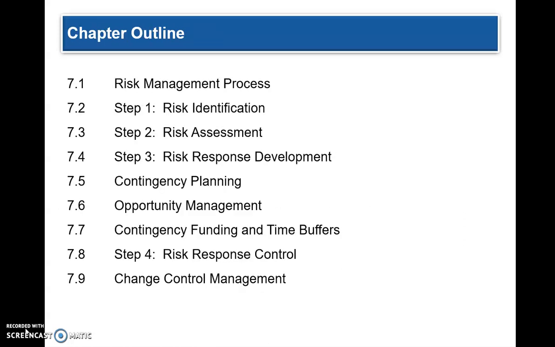The outline of this chapter is the risk management process, followed by 3 steps to risk management. The first step is risk identification. The second step is risk assessment. The third step is risk response development. We will talk about contingency planning, opportunity management and time buffers. And finally, we will see how to work with response control of the project risks and change control management.